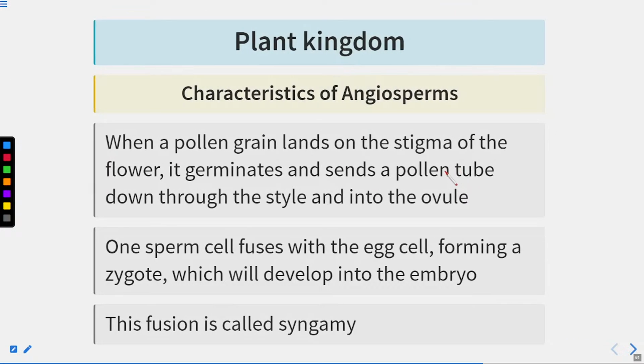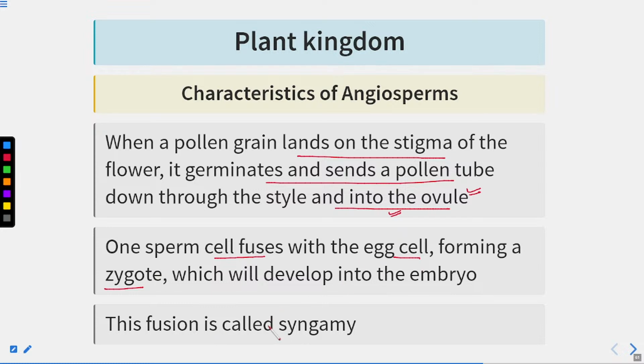When a pollen grain lands on the stigma of the flower, it germinates and sends a pollen tube down through the style and into the ovule. So this pollen tube reaches the ovule. One sperm cell fuses with the egg cell, forming a zygote, and another fuses with the two polar nuclei, which gives rise to double fertilization, and that gives rise to the embryo and endosperm, right?